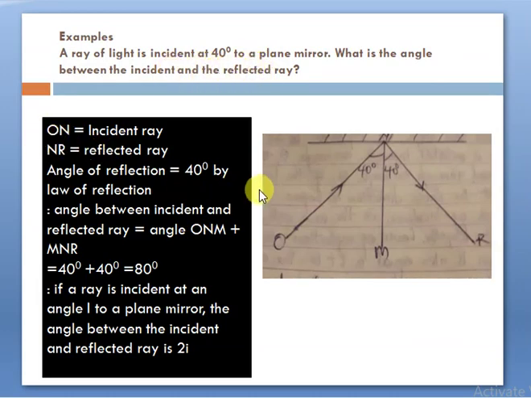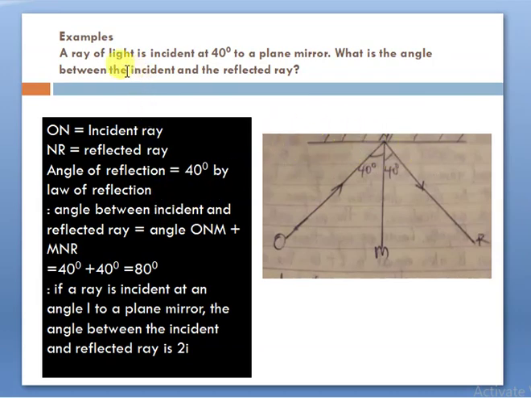How do we go about this? This is a plane mirror from the diagram. Remember, a plane mirror is a plain glass of which one side is coated, silvery coated. So this is the coated side, this is the plain surface side.